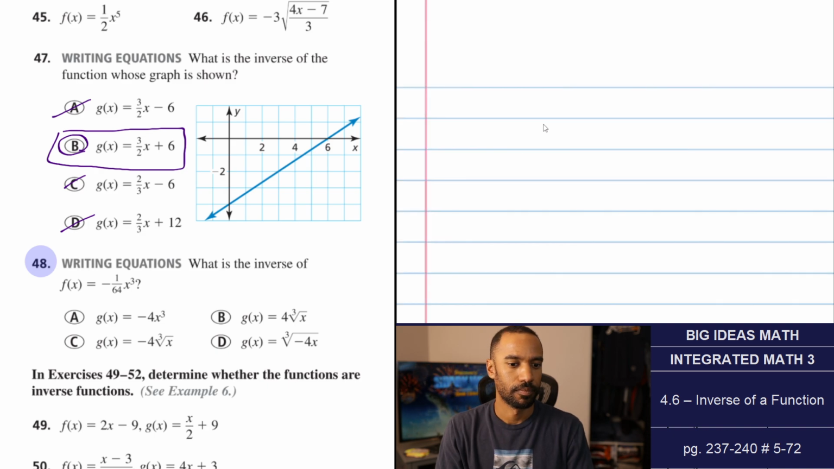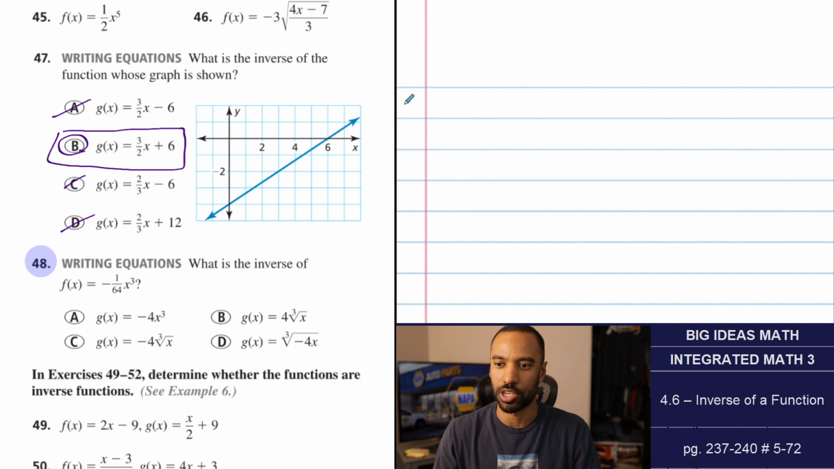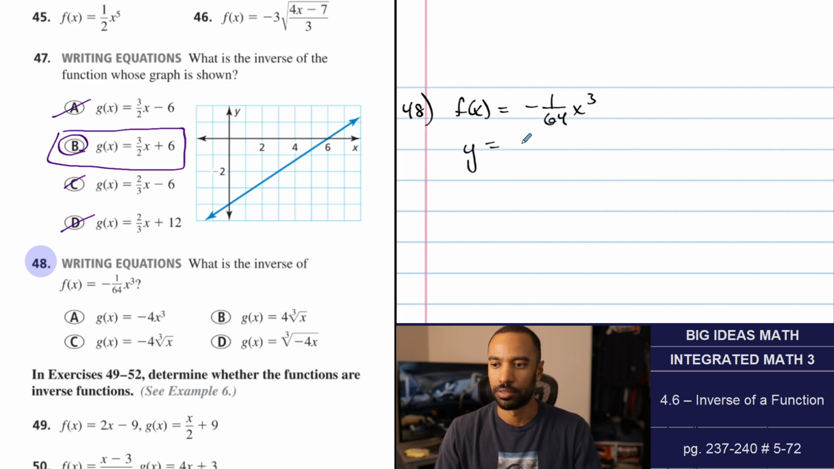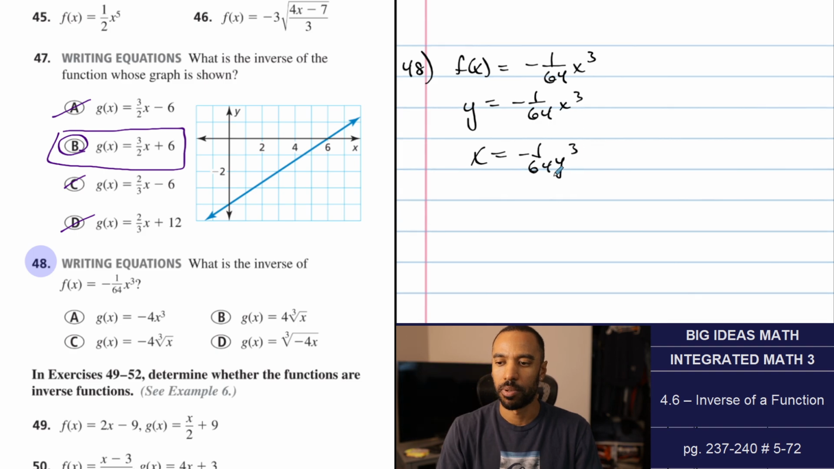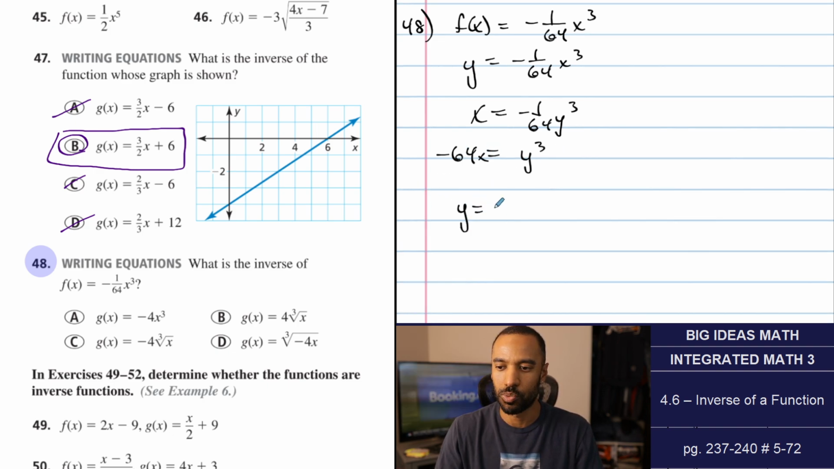Number 48. What is the inverse of f of x equals -1/64 x cubed? Well, this isn't any harder than the ones we've been doing before that, so let's go and take a look. Let's swap it all. All right, let's multiply by -64 to get -64x equals y cubed, and then we'll take the cube root of both sides. We get y equals the cube root of -64x.